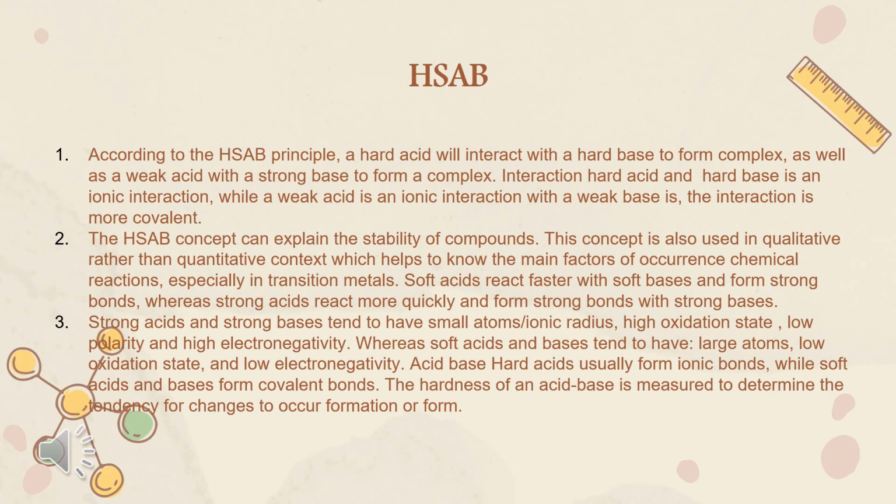And the third, hard acids and hard bases tend to have small atomic or ionic radius, high oxidation state, low polarity, and high electronegativity. Whereas soft acids and bases tend to have large atoms, low oxidation state, and low electronegativity. Hard acids and bases usually form ionic bonds, while soft acids and bases form covalent bonds. And the hardness of an acid-base is measured to determine the tendency for a change to occur.